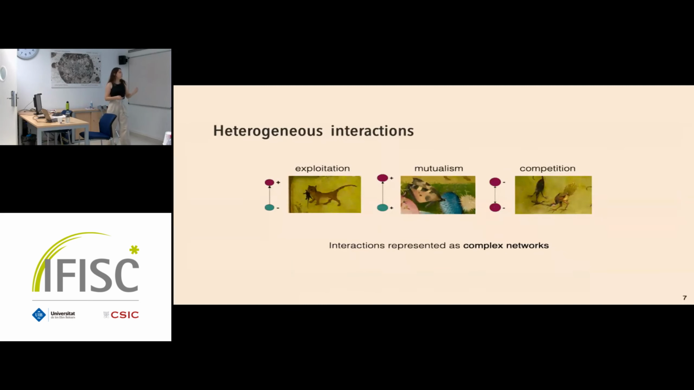We usually know the exploitation interactions, also known as food webs, so predator-prey relationships. They are very well known, but there is also another type, non-trophic interactions. For example, mutualism, where both species get some benefit from the interaction, the canonical example being pollination, and also competition, which has the opposite effect on species. And very conveniently, interactions since the early beginnings of their study in ecology have been represented as complex networks.